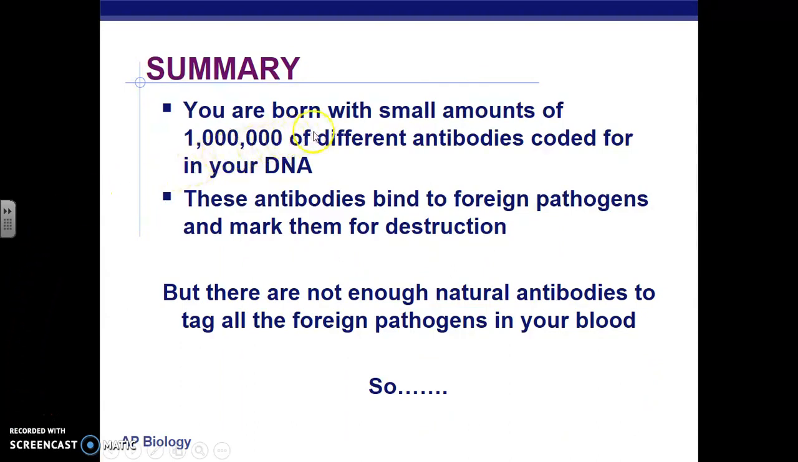You are born with millions of different antibodies coded for in your DNA. And like we said, these antibodies bind to foreign pathogens and mark them for destruction. So what that means is there are B cells circulating in your blood, each of which makes a different antibody. There are millions of B cells floating around in your blood, and they make a specific antibody.